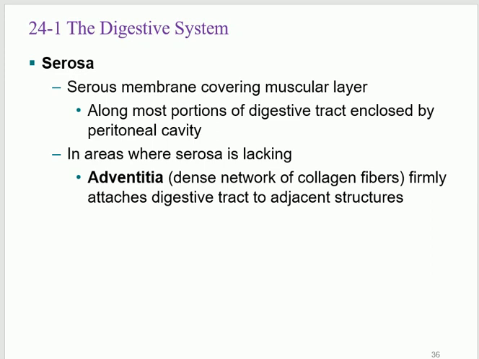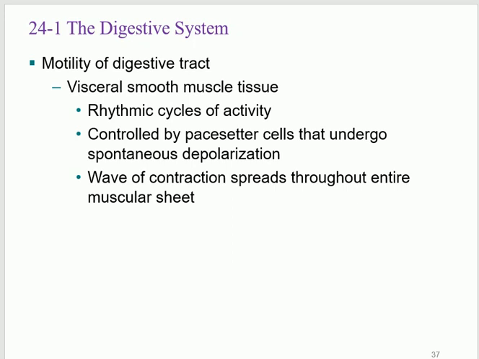Both of them are connective tissue. Both of them are the outer layer. Okay? Serous membrane. It's the same thing. It's all about the parts that are enclosed in the peritoneal cavity versus the other parts. Serosa, adventitia.